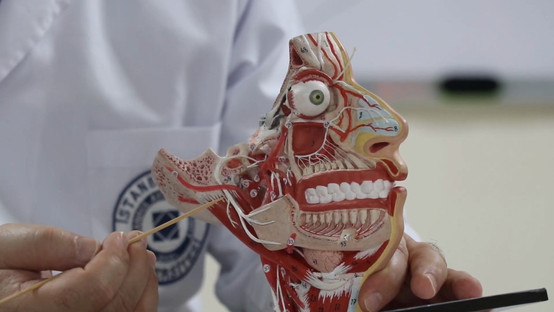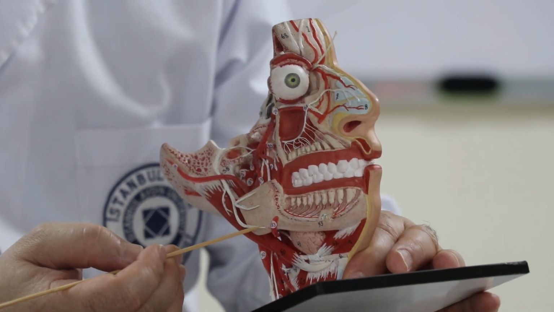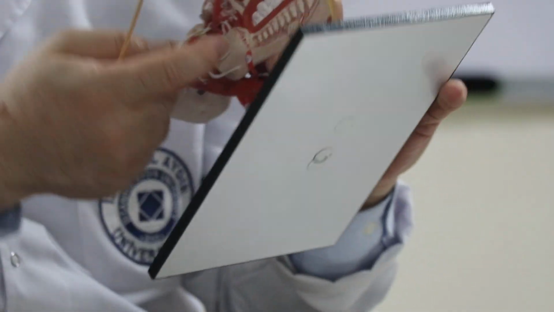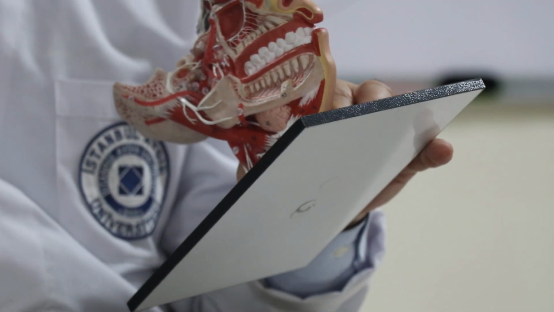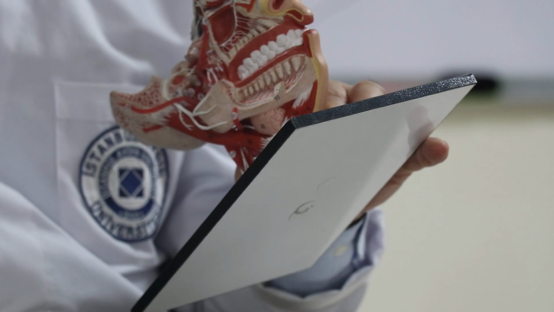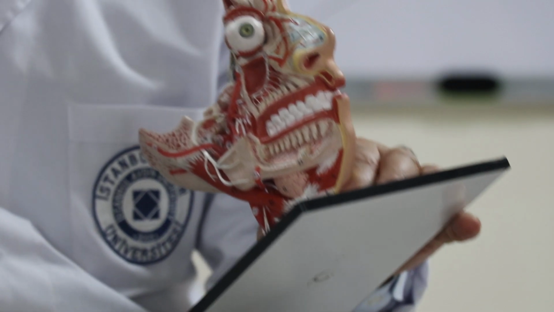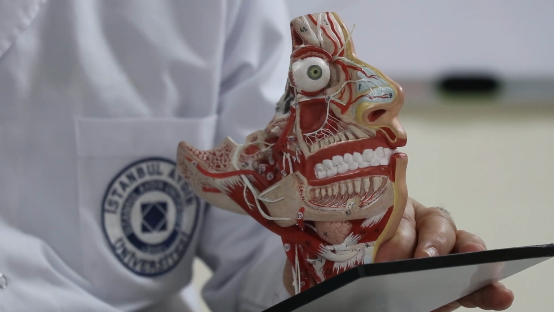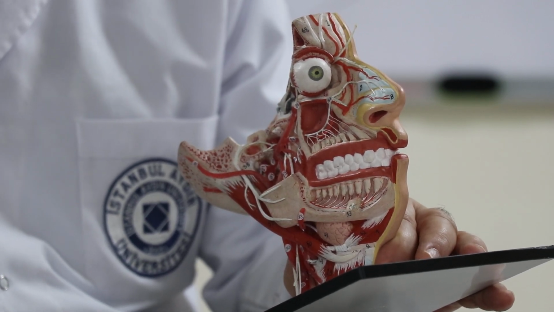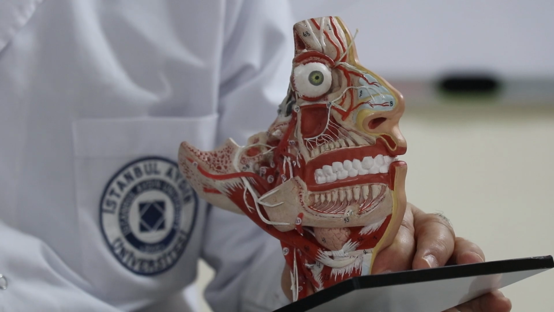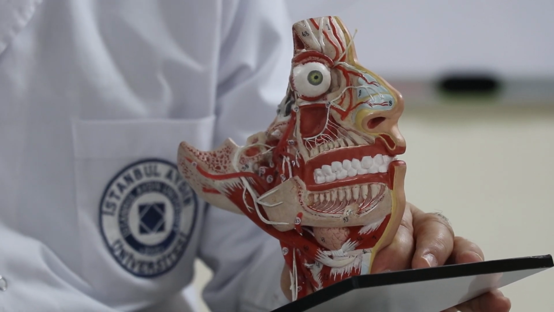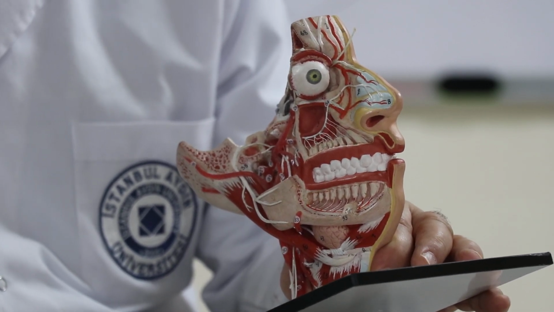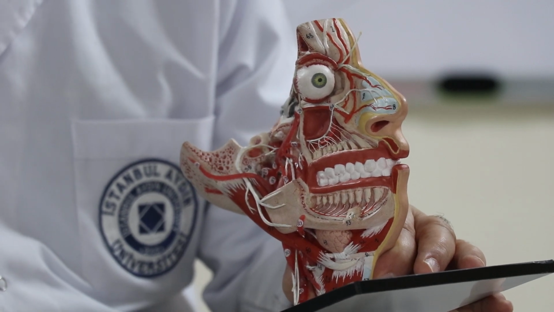Mylohyoid. Right, nerve to mylohyoid. It gives off a nerve to mylohyoid. See, mylohyoid is over here. So it comes out, and then goes to the mylohyoid, nerve to mylohyoid. And the nerve to mylohyoid also gives off a small branch that innervates the anterior belly of digastric, right? Anterior belly of digastric is innervated by the mandibular nerve, right? How about the posterior belly of digastric?